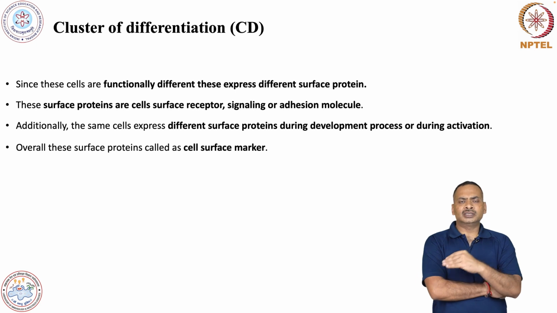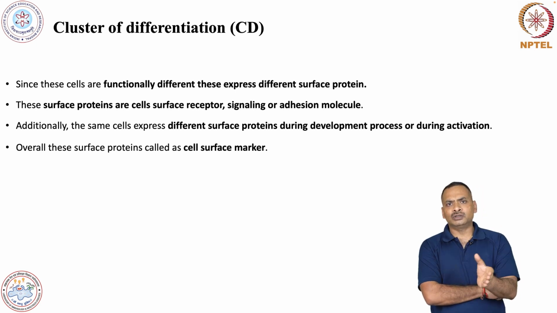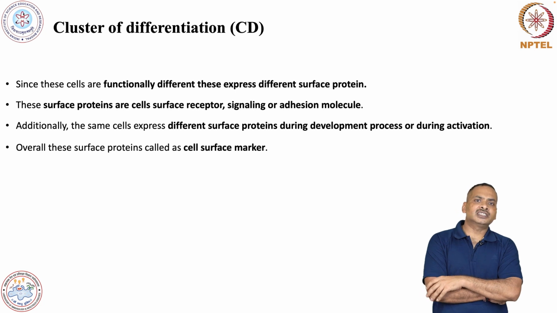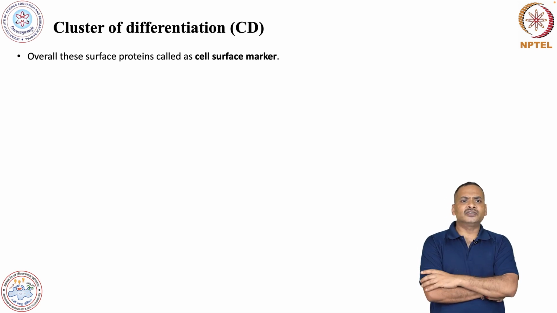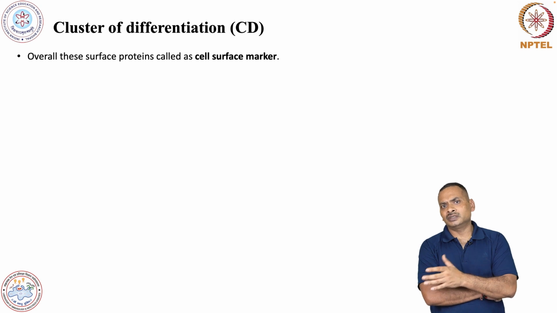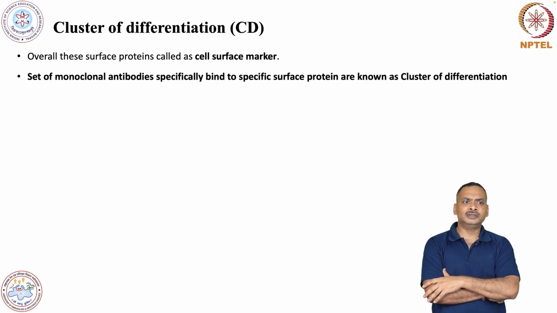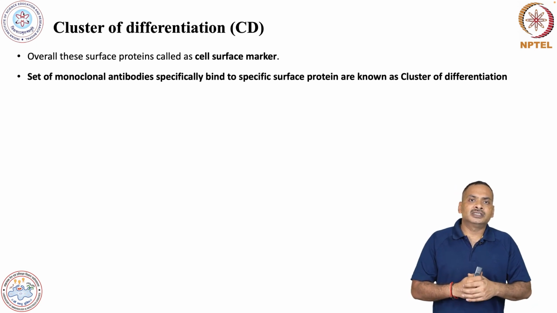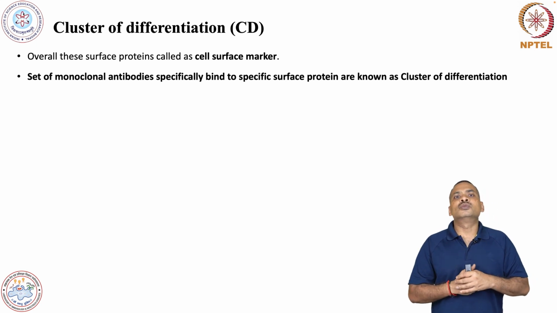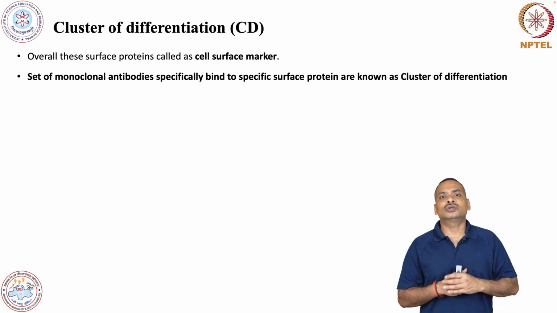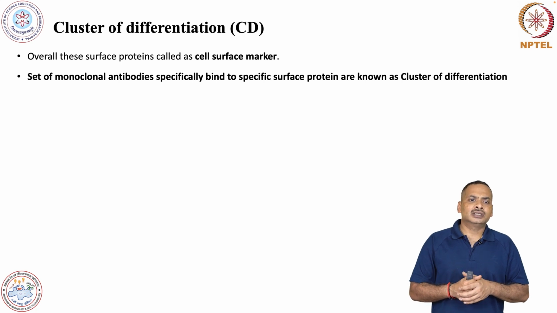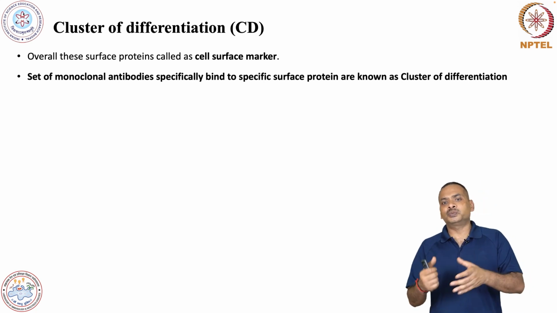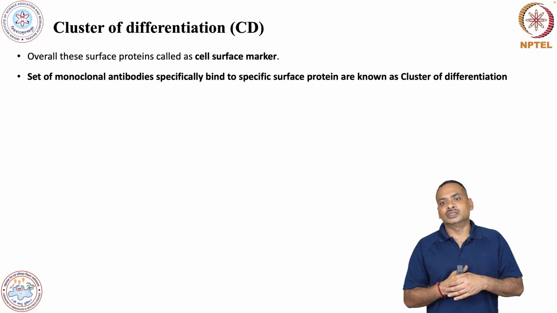Overall, these proteins which are uniquely expressed at a particular stage of development, activation, or non-activation, we call a cell surface marker. And this cell surface marker plays a very important role in various immunological and biological processes. So how can we distinguish these cell surface markers? There is a set of monoclonal antibodies, I will tell you what a monoclonal antibody is, which specifically bind to a specific protein, and we call it a cluster of differentiation.